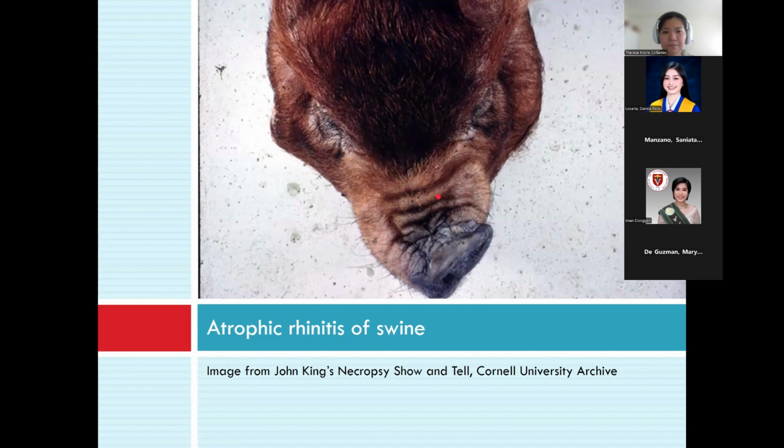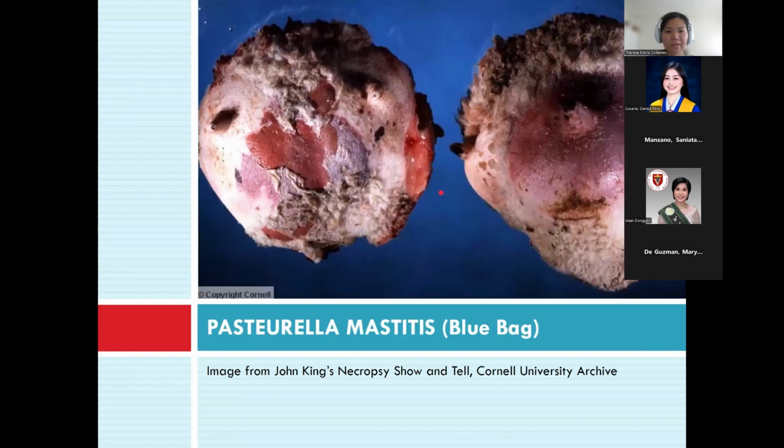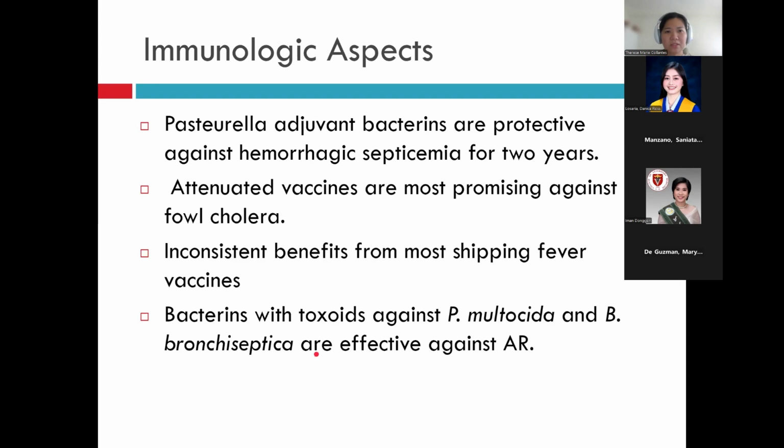And this one is Pasteurella mastitis. So these are the mammary glands of your sheep. And here we can see some ulcerations on the surface on the skin. And then this part is inflamed, it's enlarged, and it may have some fluids, and some exudation. So this is Pasteurella mastitis or gangrenous mastitis.